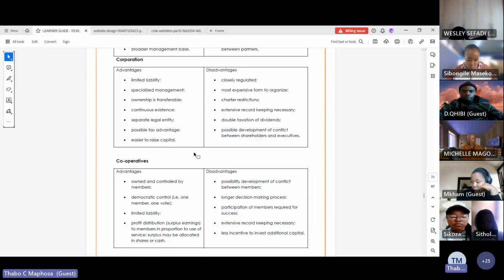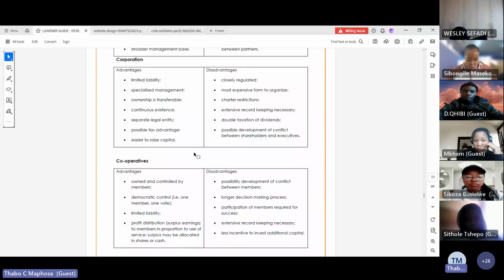And then continuous existence, we spoke about that. Separate legal entity, because of that limited liability there. A corporation is a separate legal entity. Any person that starts a company as a corporation is already separated from that company. That company is not them and they are not the company. Hence, most of the times it is difficult to get funds from a corporation. If you register your company as a corporation, it is very difficult just to get funds at any time because there are a lot of steps, especially if there are 2 or 3 people involved. It means you need to get all their signatures and things like that for you to get the money there.